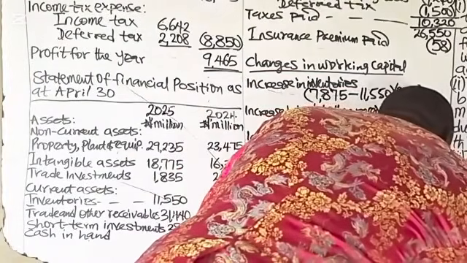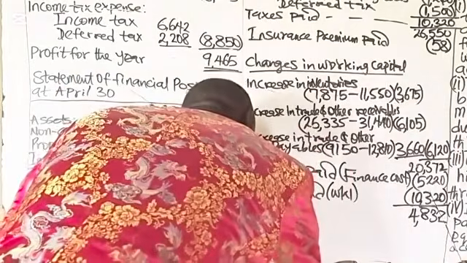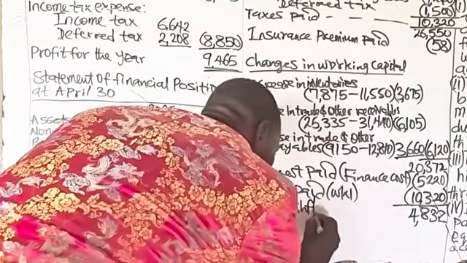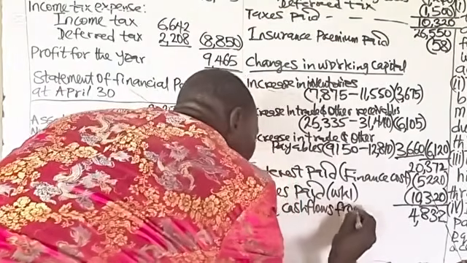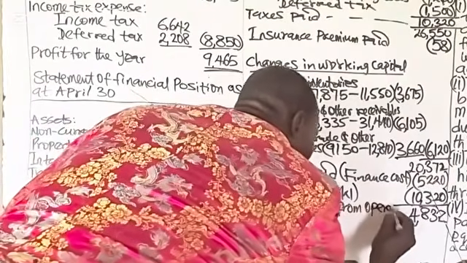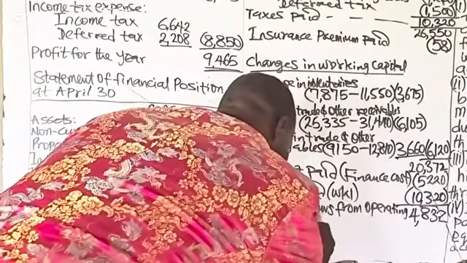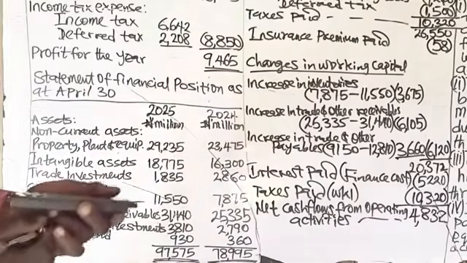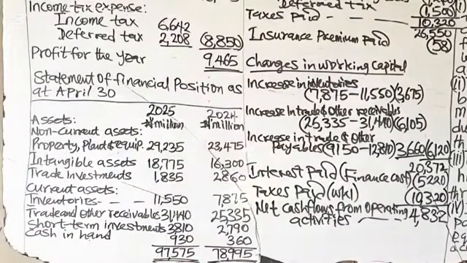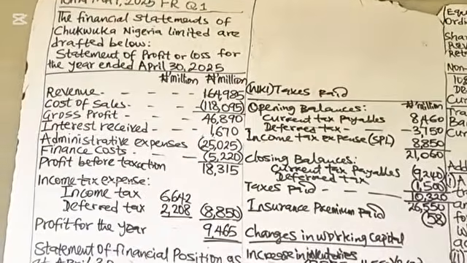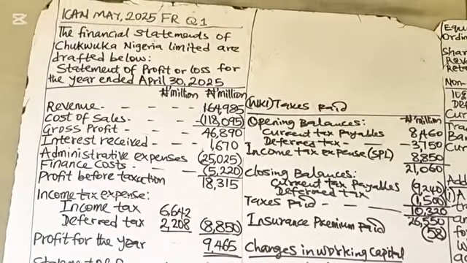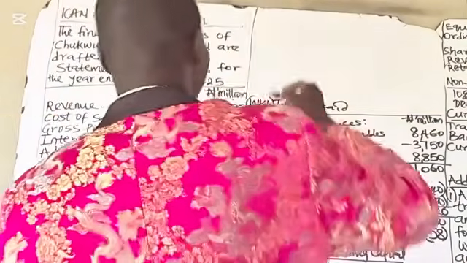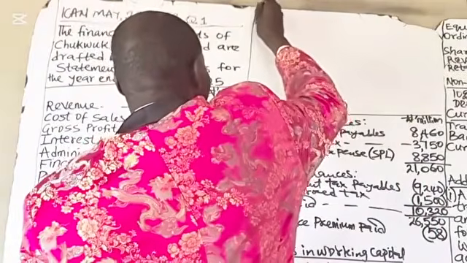4832. That is the net cash flows from operating activities. After the operating activities, the next heading will be the investing activities. Remember, I've told you that investing activities are activities that result in changes in non-current assets.